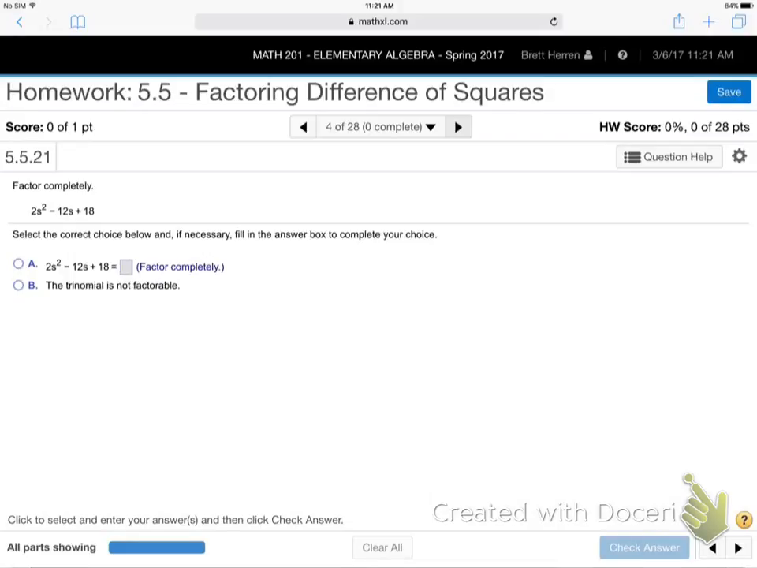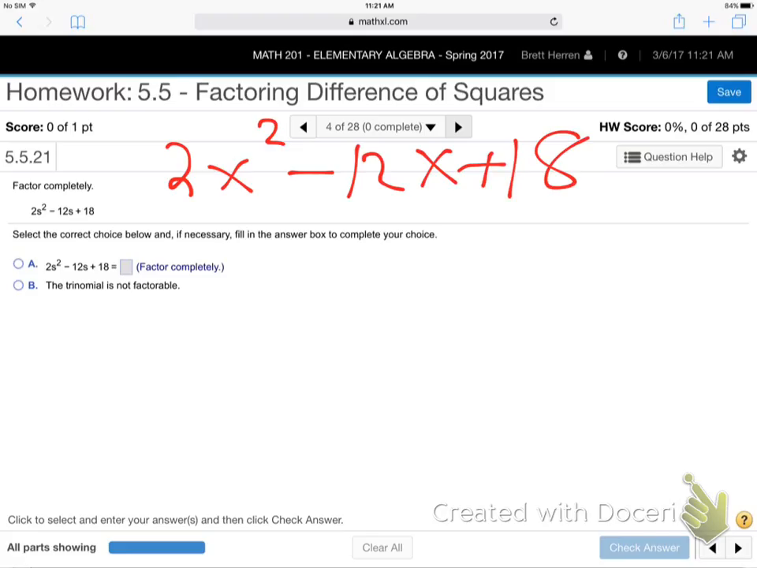Okay, so try that one. I'm going to make it an X because my S's don't look so good. They look like 5s. Okay, so there we go. Try that one.